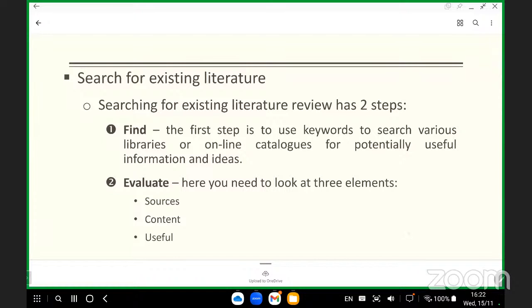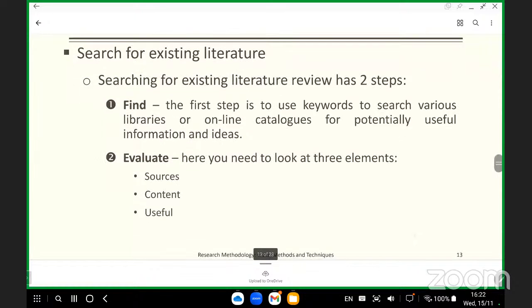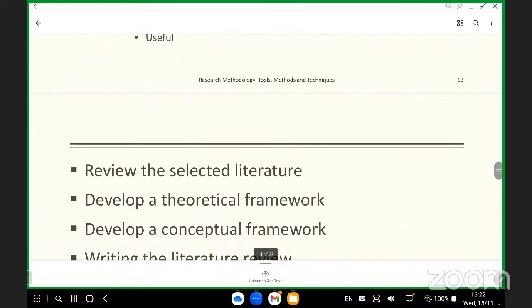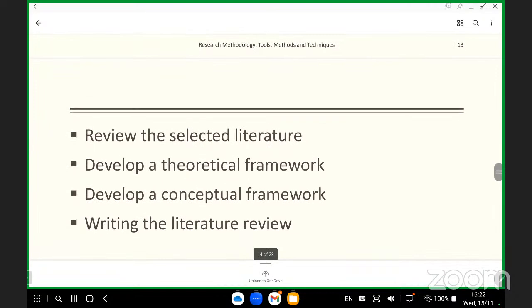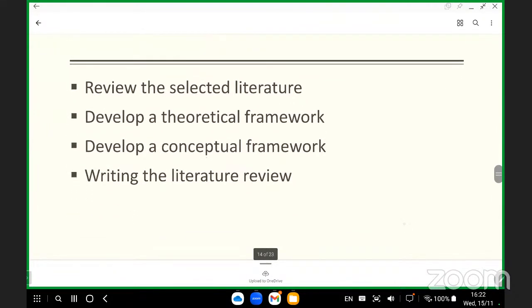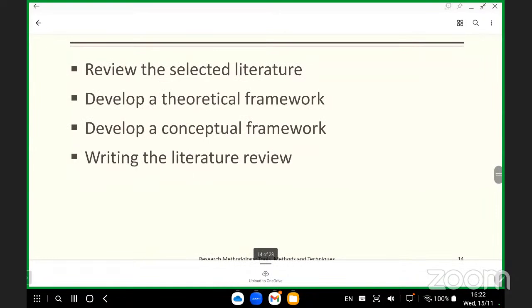So after you got the various literature, evaluate lah by looking into the sources, by looking into the content that is relatable to you and it is useful. It has to be useful. Jangan cari literature yang tidak berkaitan langsung dengan research you. Review the selected literature, develop the framework. This one, develop a conceptual framework dan the theoretical framework tu, yang dua cara itulah yang semalam dan juga tadi tu baru diterangkan. Then afterwards, then you write up your chapter 2 lah.